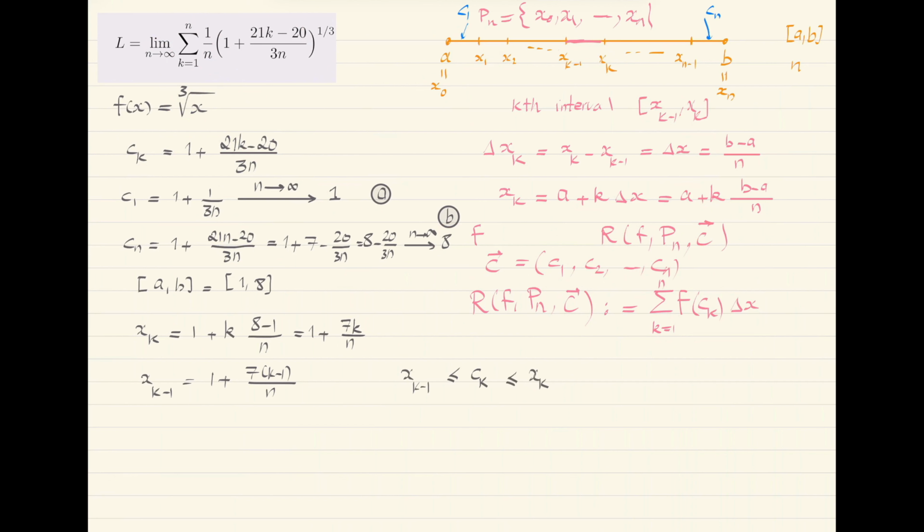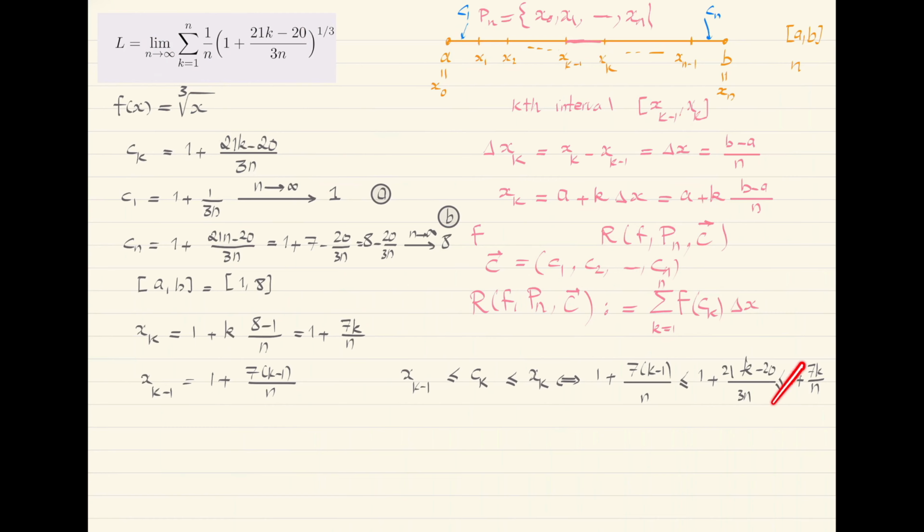So this happens if and only if, instead of x sub k minus 1, I plug this in, because I want to check if it is true or not. Otherwise, I cannot interpret that as a Riemann sum. I should write this: 1 plus (21k minus 20) divided by 3n is less than or equal to ck, which is less than or equal to x sub k, 1 plus 7k over n. So this double inequality should be checked. And of course, checking it is not hard.